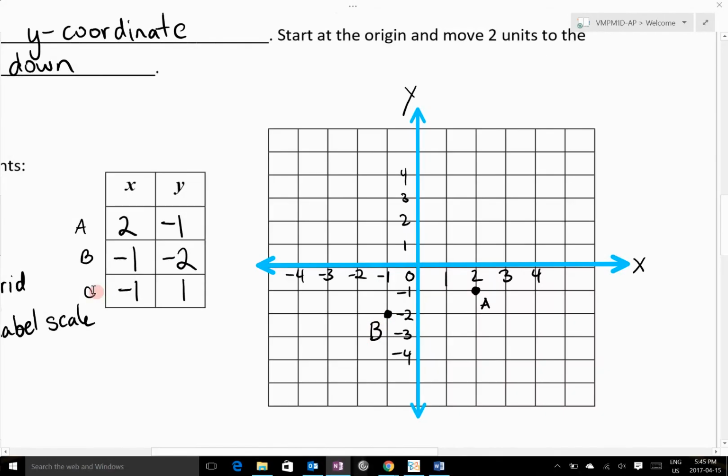For point C, for the x value, it tells us to go 1 to the left, and for the y value, it tells us to go 1 up. So starting from the origin, go 1 to the left, and then go 1 up. And there's my point C. And that's how you plot your coordinate values.